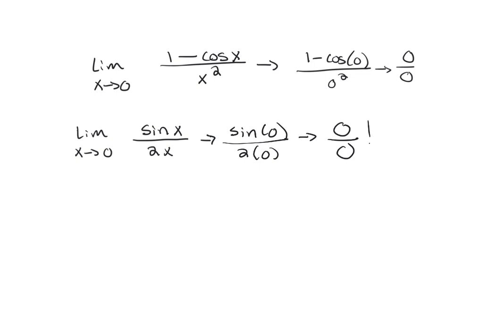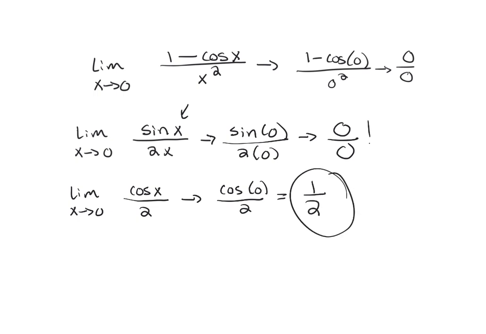What that means is, now let's do L'Hopital's rule again. So now, limit as x approaches 0. Derivative of sine x goes to cosine x. Derivative of 2x is 2. So cosine of 0 over 2 is 1/2. So you can do L'Hopital's rule more than once. You kind of keep doing it until you can evaluate it.